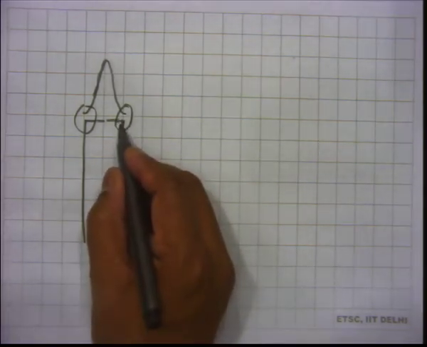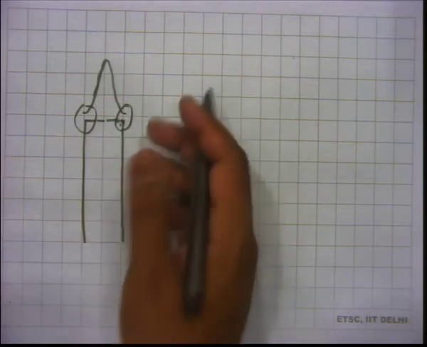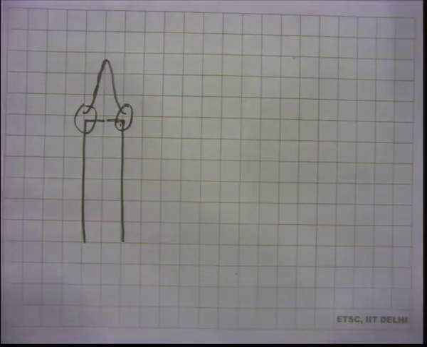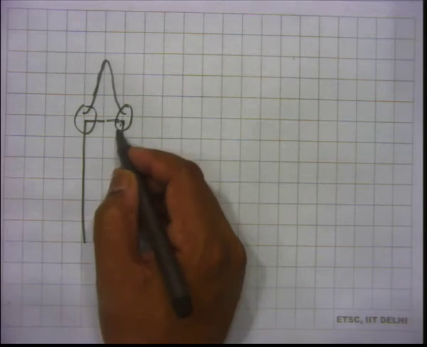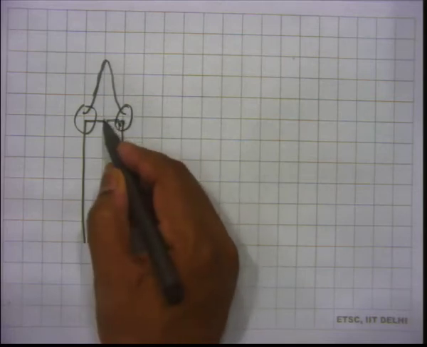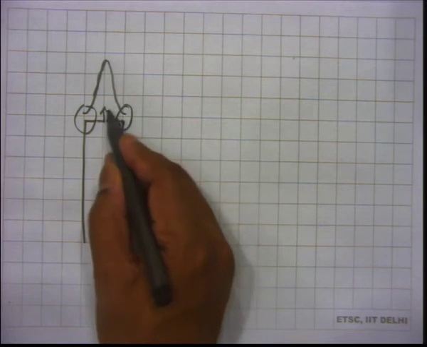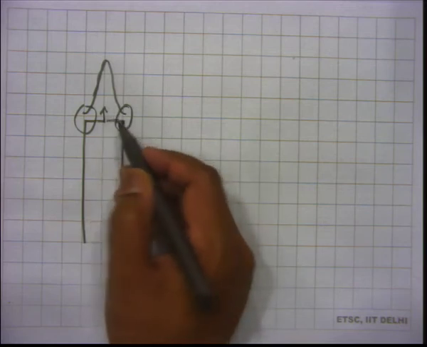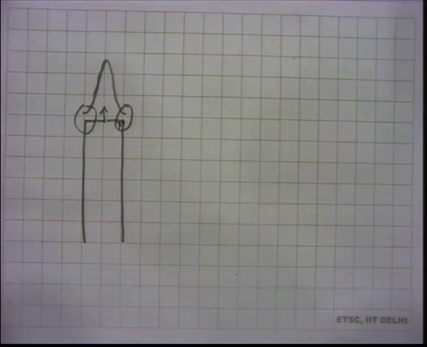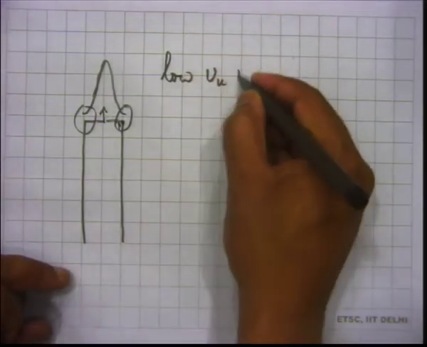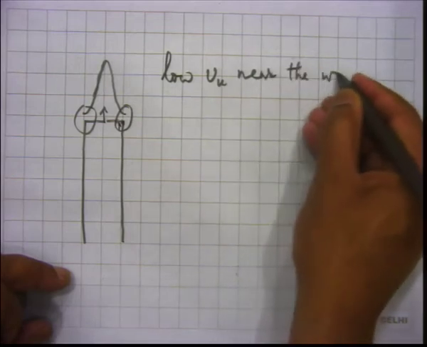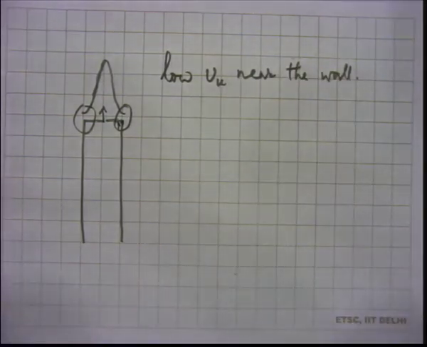The flow velocity in this region is likely to be small, because you are not going to get a uniform velocity profile. There will be some boundary layer effect inside the tube. So there will be higher flow velocity at the center, and close to the wall the flow velocity is going to come down because of the boundary layer effect. So low VU near the wall is expected.